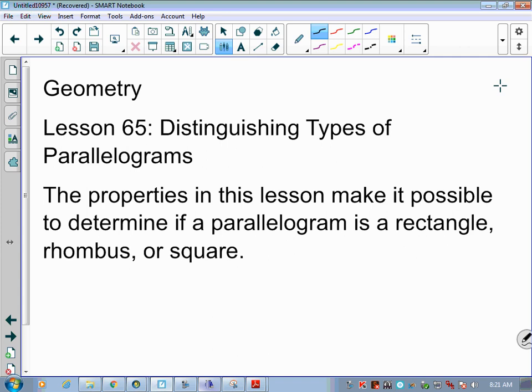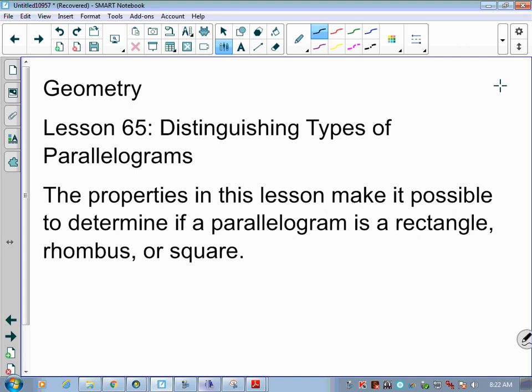The properties in this lesson make it possible to determine if a parallelogram is a rectangle, a rhombus, or a square. Now, by definition, all rectangles are parallelograms, all rhombuses are parallelograms, all squares are parallelograms, but not all parallelograms are rectangles, not all parallelograms are rhombuses, not all parallelograms are squares. So we're going to determine if a parallelogram is one or more of these three things. Now, obviously, anything that is both a rectangle and a rhombus is a square.